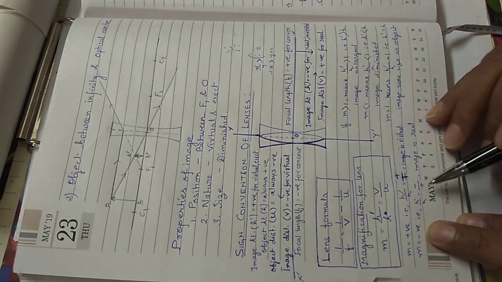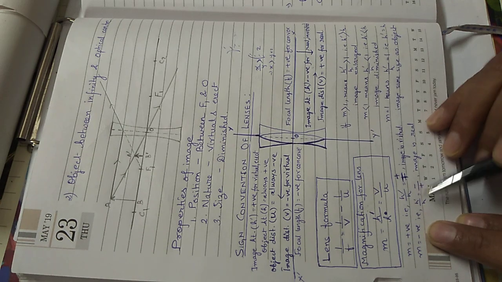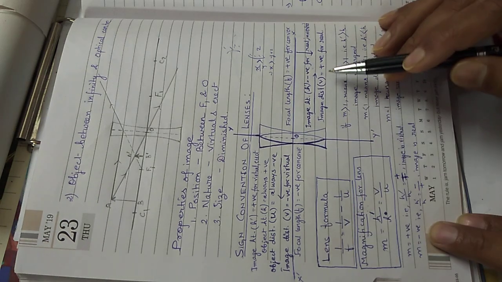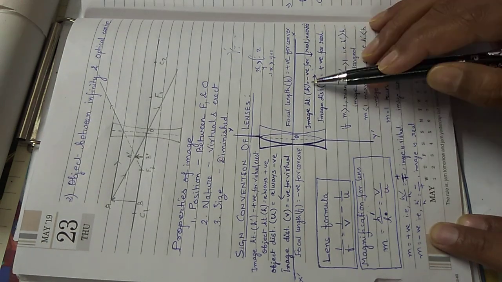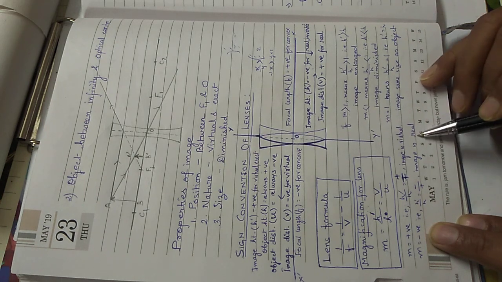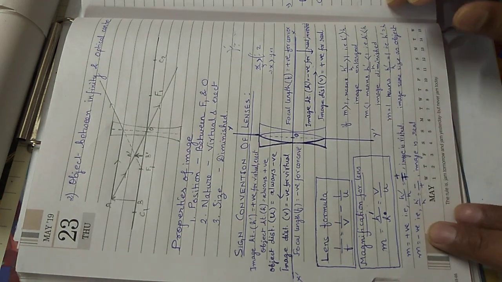m having a negative value means h is always positive, we know. So in order to get a negative value, this has to be negative. h dash is negative for real. So minus plus is minus, so image is real when the magnification has a negative value.